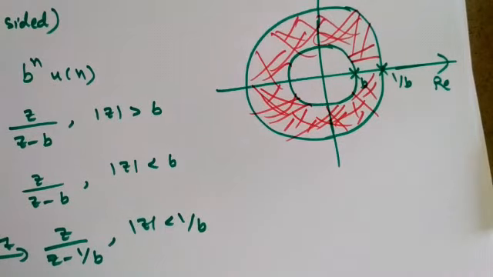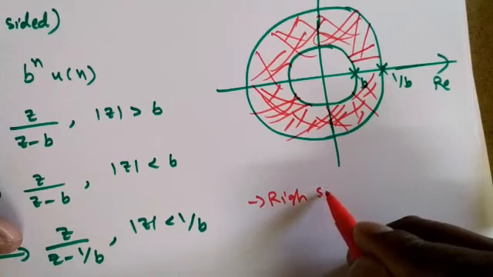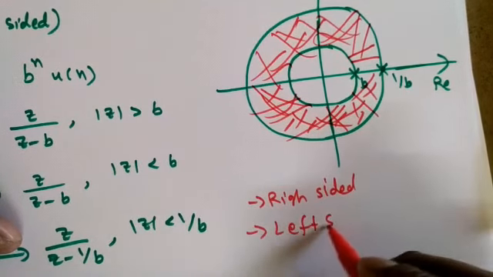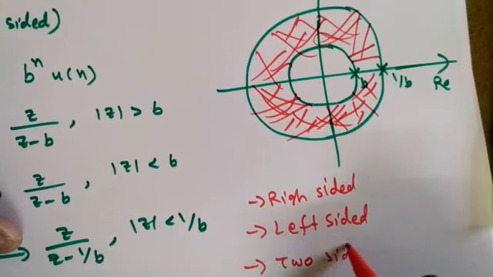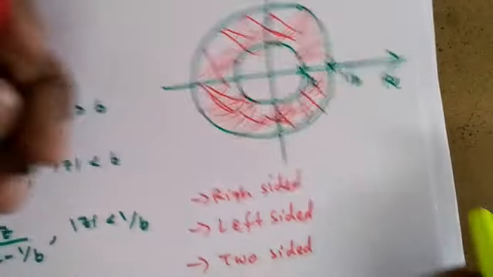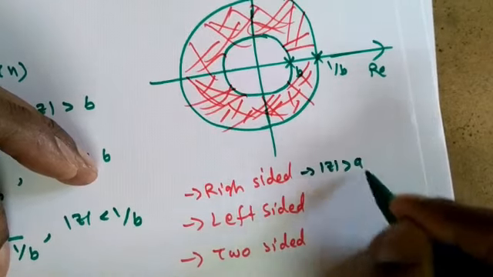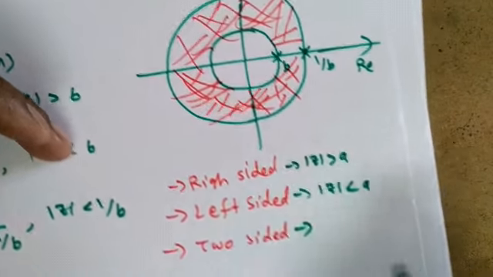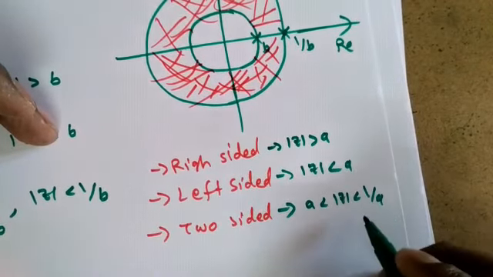Now we have seen three signals: one is right-sided, one is left-sided, and one is two-sided sequence. For right-sided, we got the ROC mod z greater than a. For left-sided, we got mod z less than a. For two-sided, we got a less than mod z less than 1 by a. I am representing this now here.